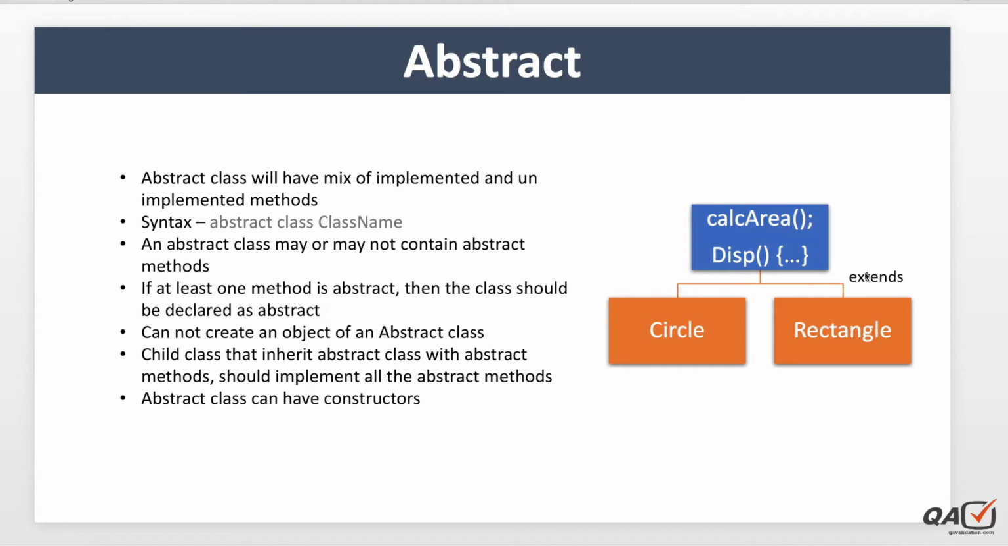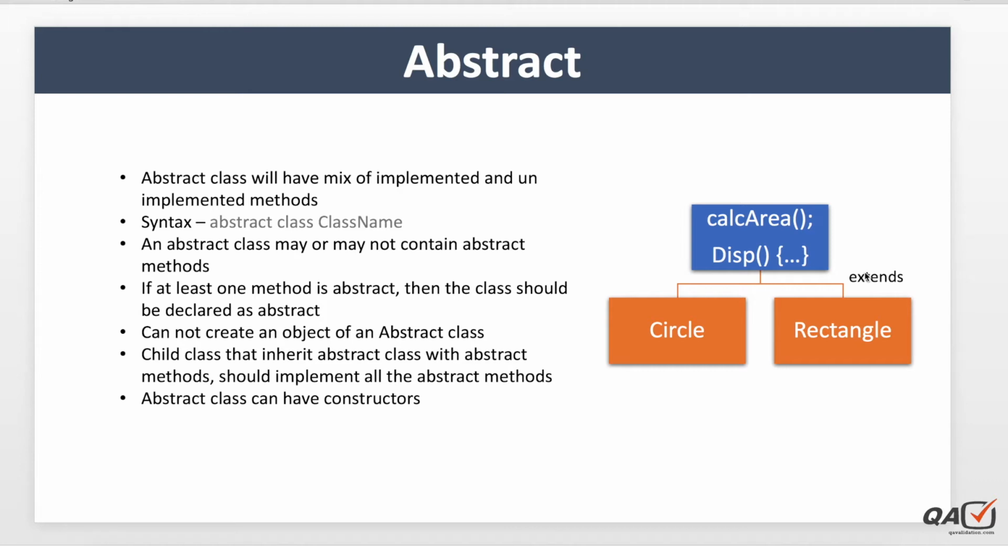Now let's see the fourth point. It says that if at least one method is abstract, then the class should be declared as abstract. In a normal class, all the methods are implemented. If you declare a normal class and methods, all the methods have their own definitions. But if at least one method doesn't have an implementation, then that normal class should be declared as an abstract class.